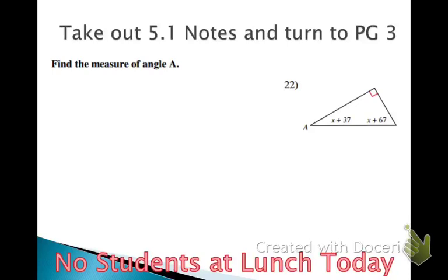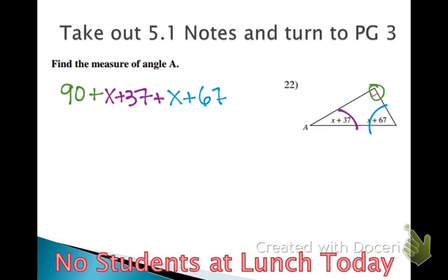All right, so we're on page 3. What do we know about the three angles inside of a triangle? They add up to 180. So go ahead and name one of my angles. 90. So we got a 90-degree angle. What's another angle I have? X plus 37. And then x plus 67. Good. And then all three of these will add up to 180.